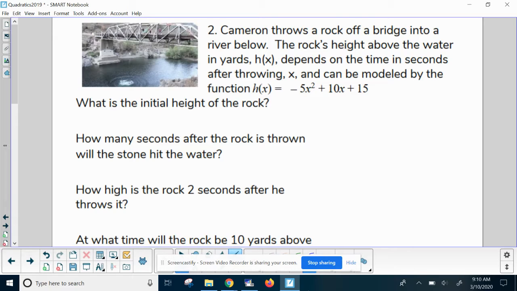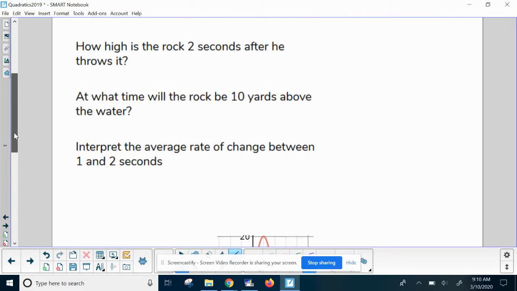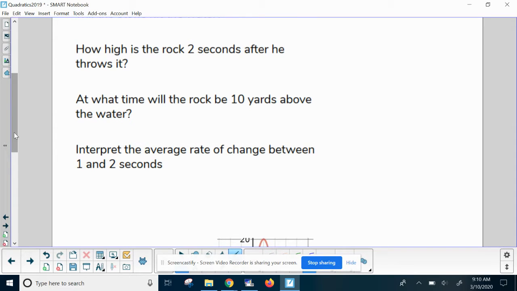How many seconds after the rock is thrown will the stone hit the water? How high is the rock 2 seconds after it was thrown? At what time will the rock be 10 yards above the water? And interpret the average rate of change between 1 second and 2 seconds.